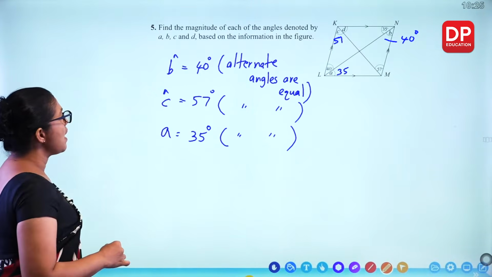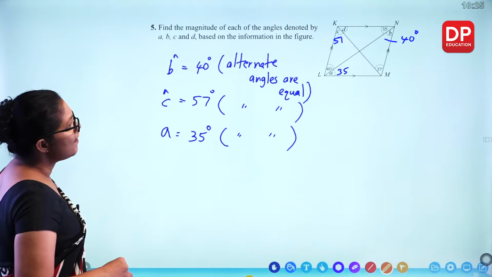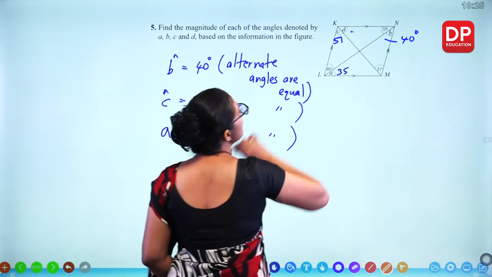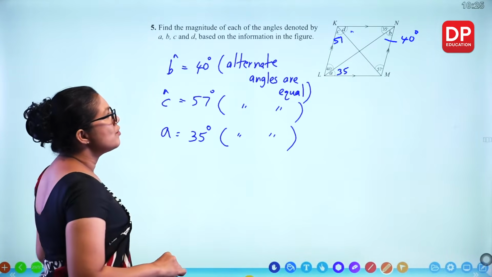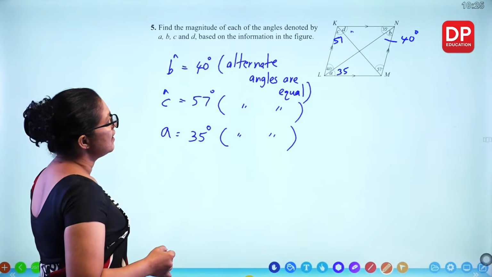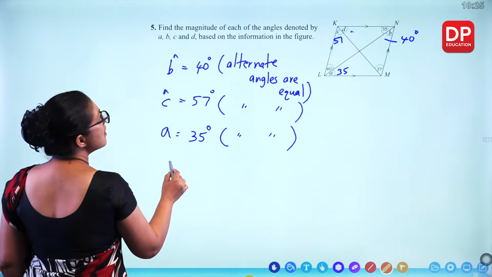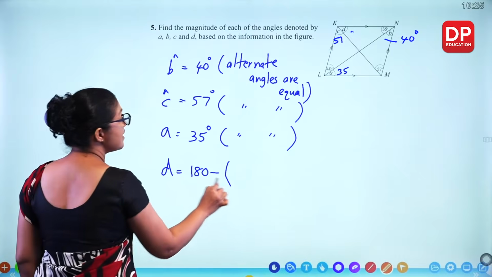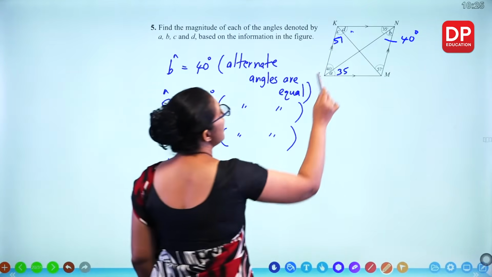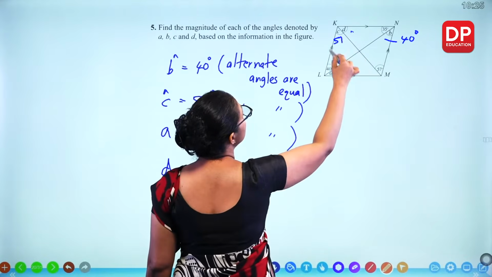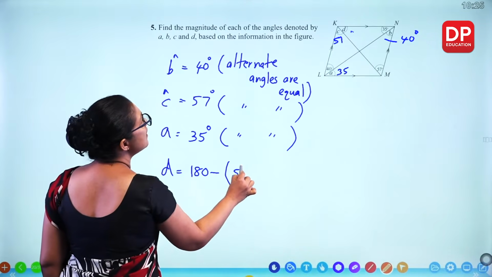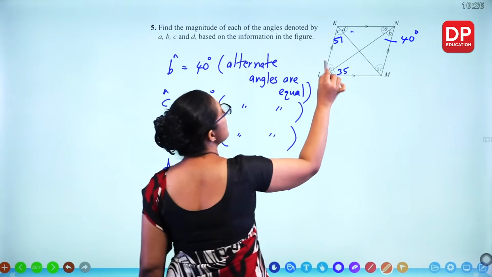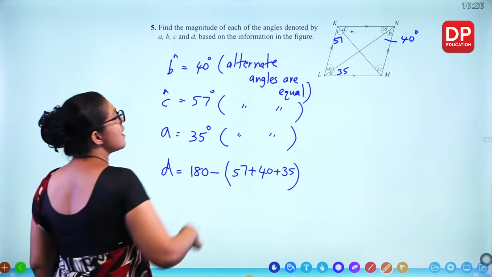And we found ABC. What's D value? D value is this one. How can we find out that angle? We can use allied angles property. I can write D angle is equal to 180 minus all the other angles. Either this way or this way. I'll take this one. 57, 40 and 35. Because this plus this plus this plus this all 180.